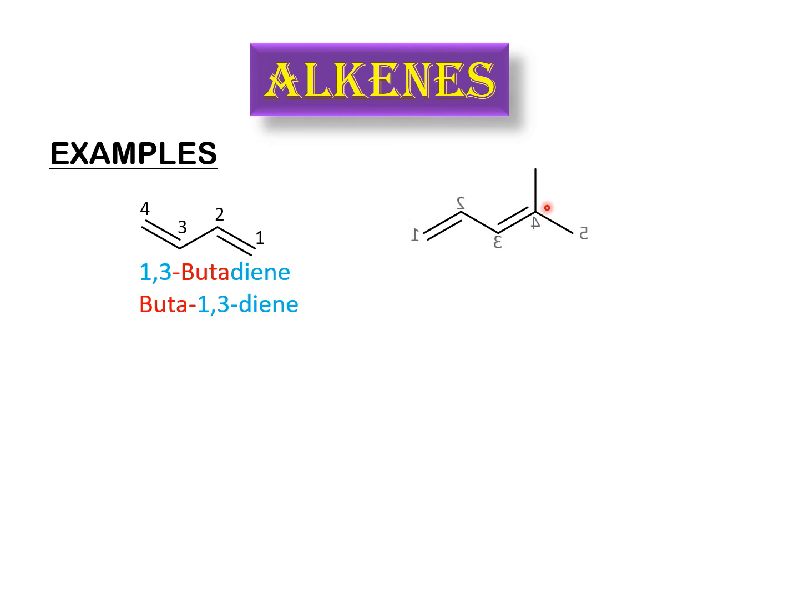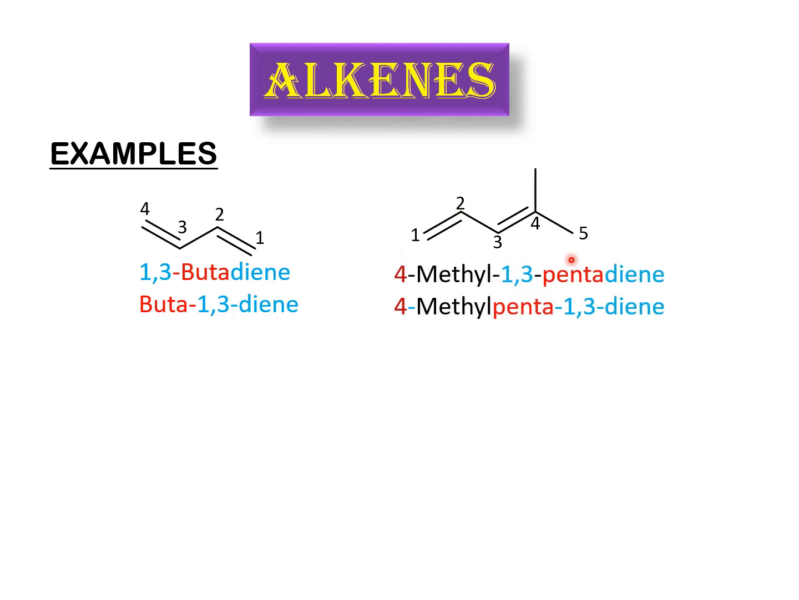And so the name becomes 4-methyl, because at 4 we have a methyl group, pentadiene. And which pentadiene? Of course, you have to mention the position of the double bonds. So it's a 1,3-pentadiene. Or you can write it as 4-methyl penta-1,3-diene.